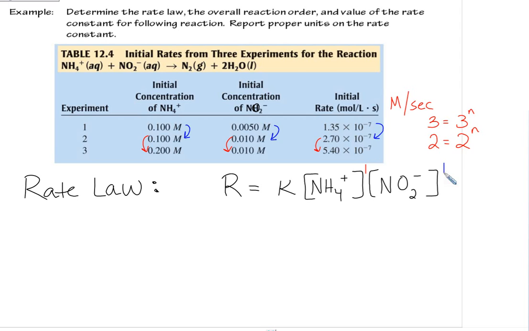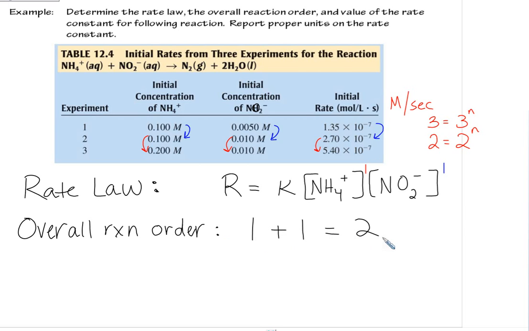The next thing they were asking us for is the overall reaction order. Now this is the one that I think is kind of useless, and we'll talk about it a little bit later on. But all you have to do is add those individual orders of the reactants. So we add 1 plus 1 equals 2. I told you this wasn't going to be so bad. There's the overall order of the reaction. It depends on how many reactants you have and on the individual orders of those reactants. But all you do is add them up.